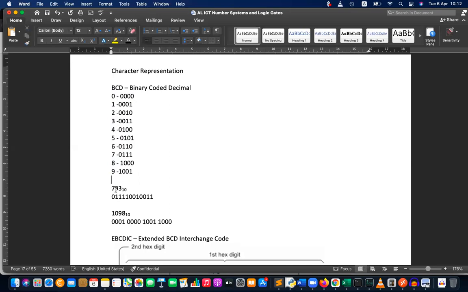So if you get 793, what is the value? 793, 7 means 0111. 0111 is the 7. Then 9 means 1001, that is 9. What is 3? 0011. But you don't write here that this is binary, right? Because that is wrong.